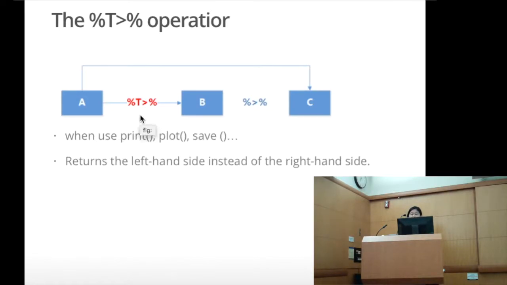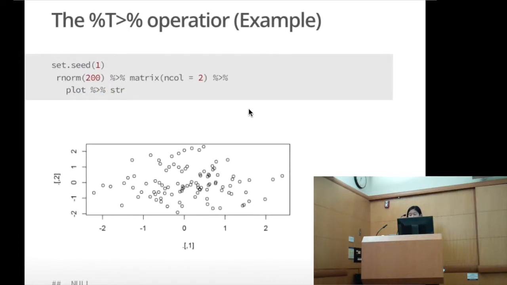In that case, you use the T operator. What the T operator does is pass your A object into your B function. Instead of passing the outcome of your B function, it returns to your A object and passes your A object into your C function. So in that case, you can run two functions at the same time. And here is an example.